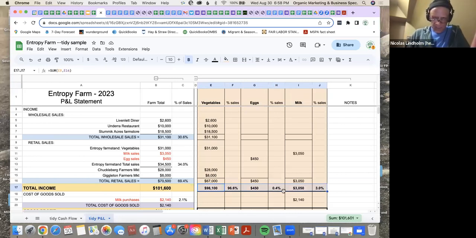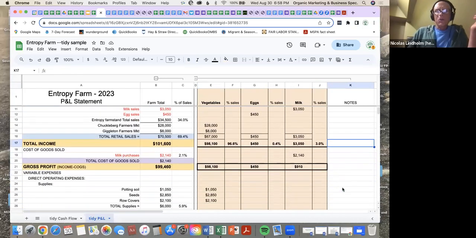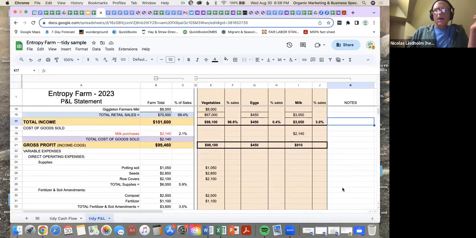So you can see 96.6% of this farm's income is from the vegetables, whereas the eggs are under 1% and the milk is just 3%. Just good to know. Okay, we'll kind of go back to those percentages in just a minute.